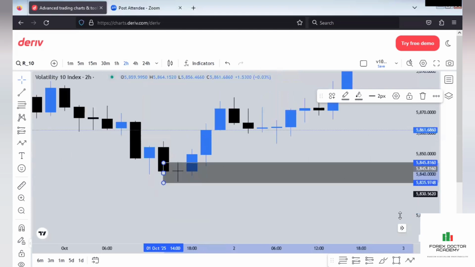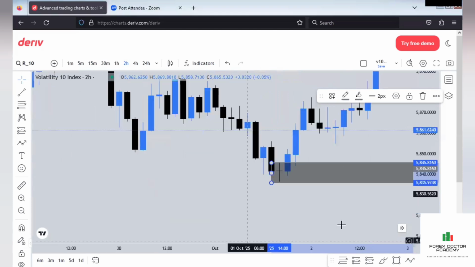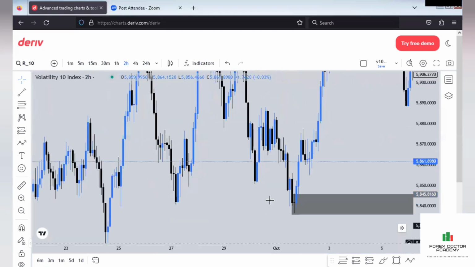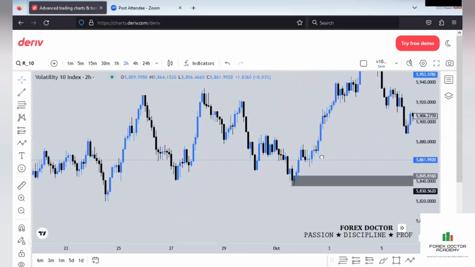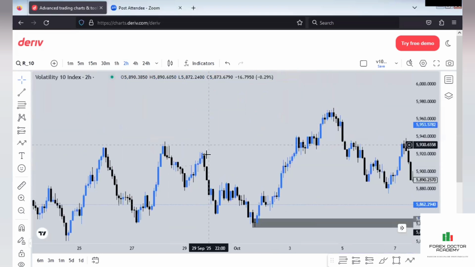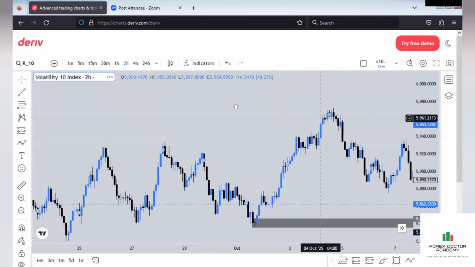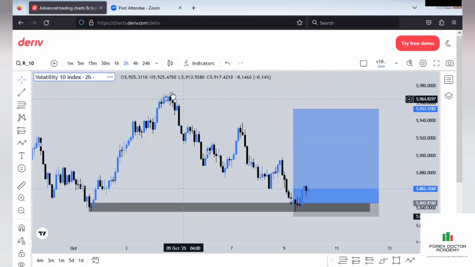And after it tapped on it, where was its target? The target was the old high. You have an old high here and here. So for people who do TP1, TP2, this can be your TP1 and TP2. And you see it cleared everything and set a new high.